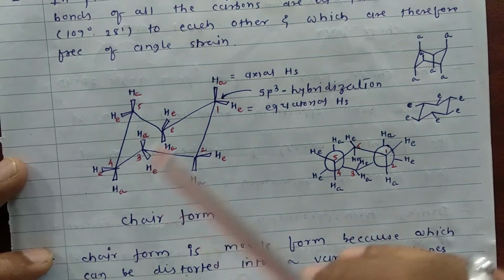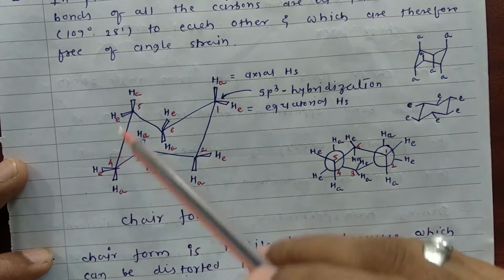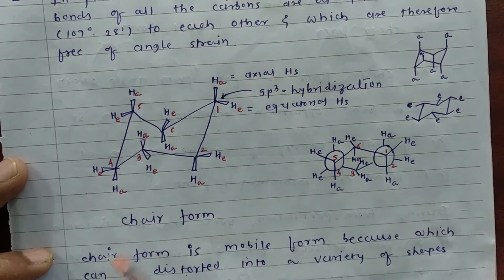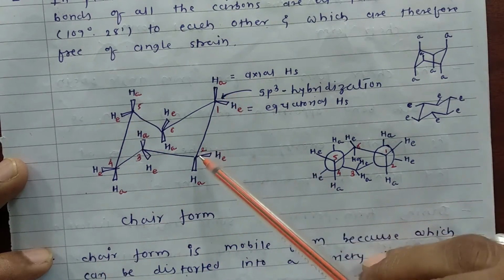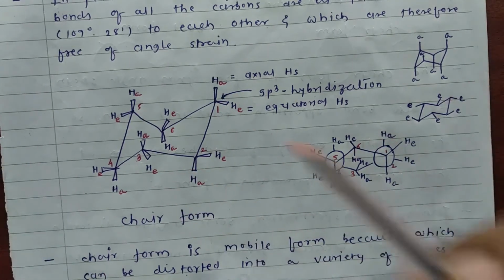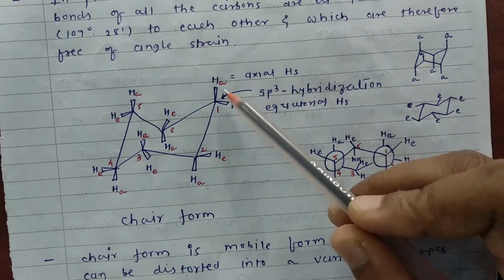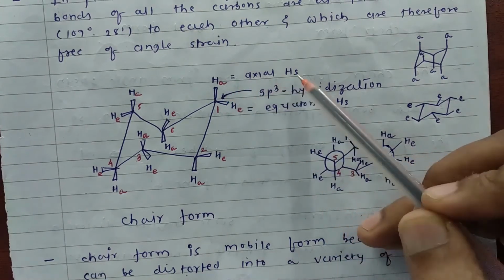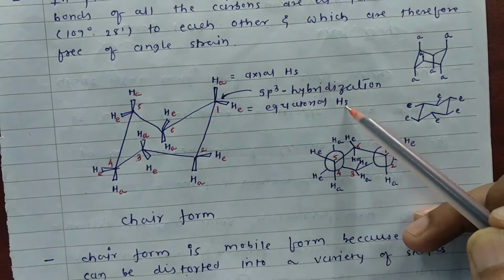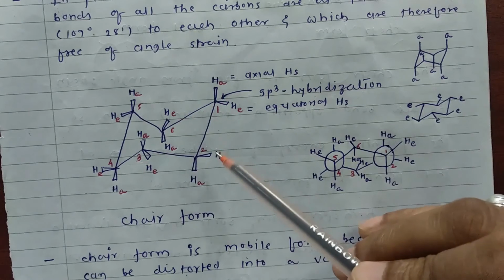Now this is the chair form of cyclohexane. Labeling first 1, 2, 3, 4, 5 and 6 this way, these hydrogens are attached with these carbon atoms in the cyclohexane ring. Here I am displaying them with HA and HE. HA means axial hydrogen and HE means equatorial hydrogen. So how can we explain this chair form and its axial and equatorial hydrogens?